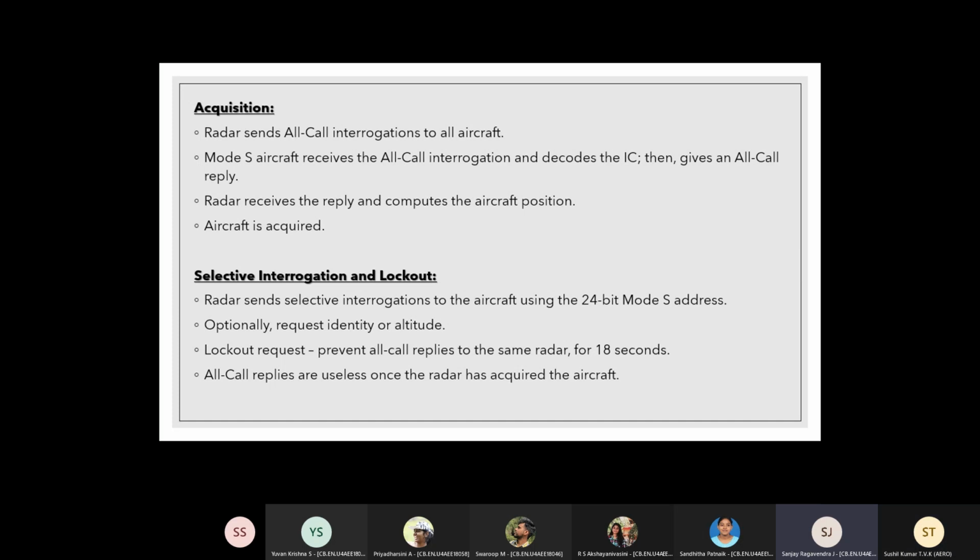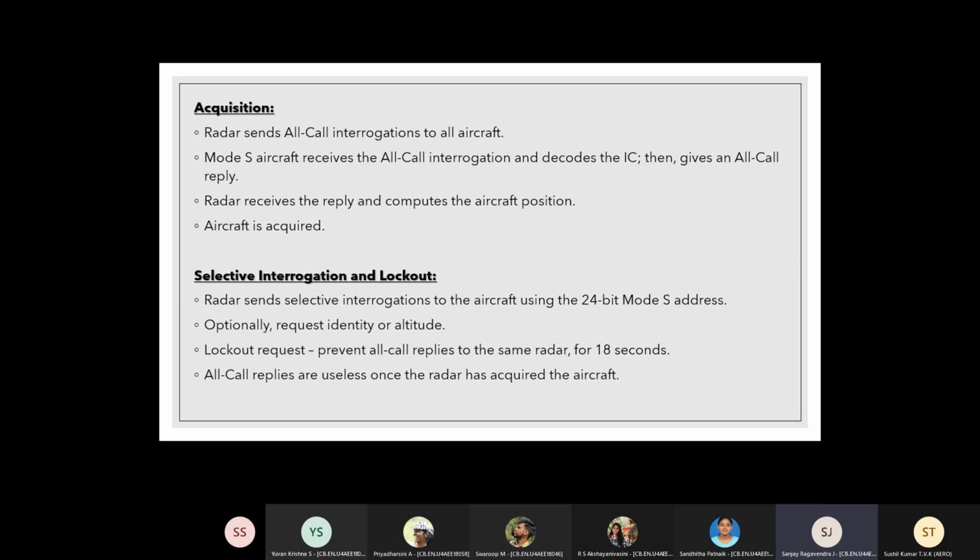It all starts when the radar sends all-call interrogations to all the aircraft present within its surveillance coverage. This all-call interrogation is received by all the Mode S transponders fixed in the aircraft, and each of them decodes the interrogator code. Then they give an all-call reply back to the radar, which computes the aircraft position as mentioned earlier, both the range and the azimuth. Thus, an aircraft is said to be acquired.